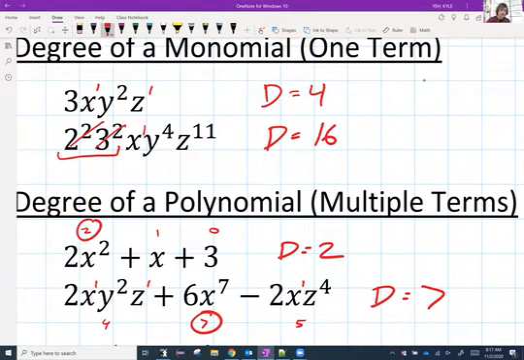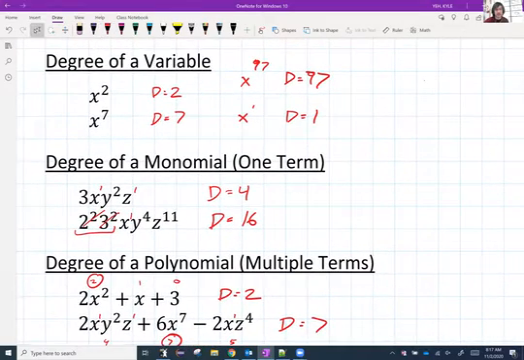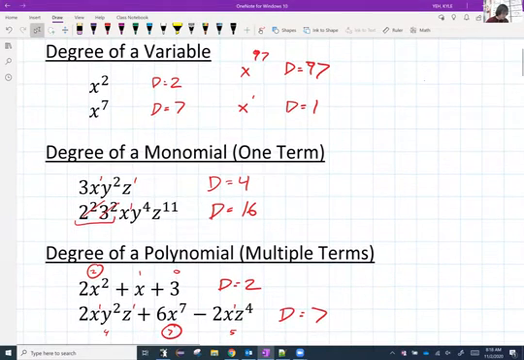Okay, so these are just things we're going to be talking about degrees and going to be mentioning that a lot this chapter. We need to know how to calculate degrees. If it's just a single variable, it's easy. It's its power. If it's one term, no pluses and minuses, just one term, things being multiplied together, add up all the degrees of the individual variables. And if it's a polynomial, if it's multiple terms, you're going to find the individual degrees of each term, take the highest one.